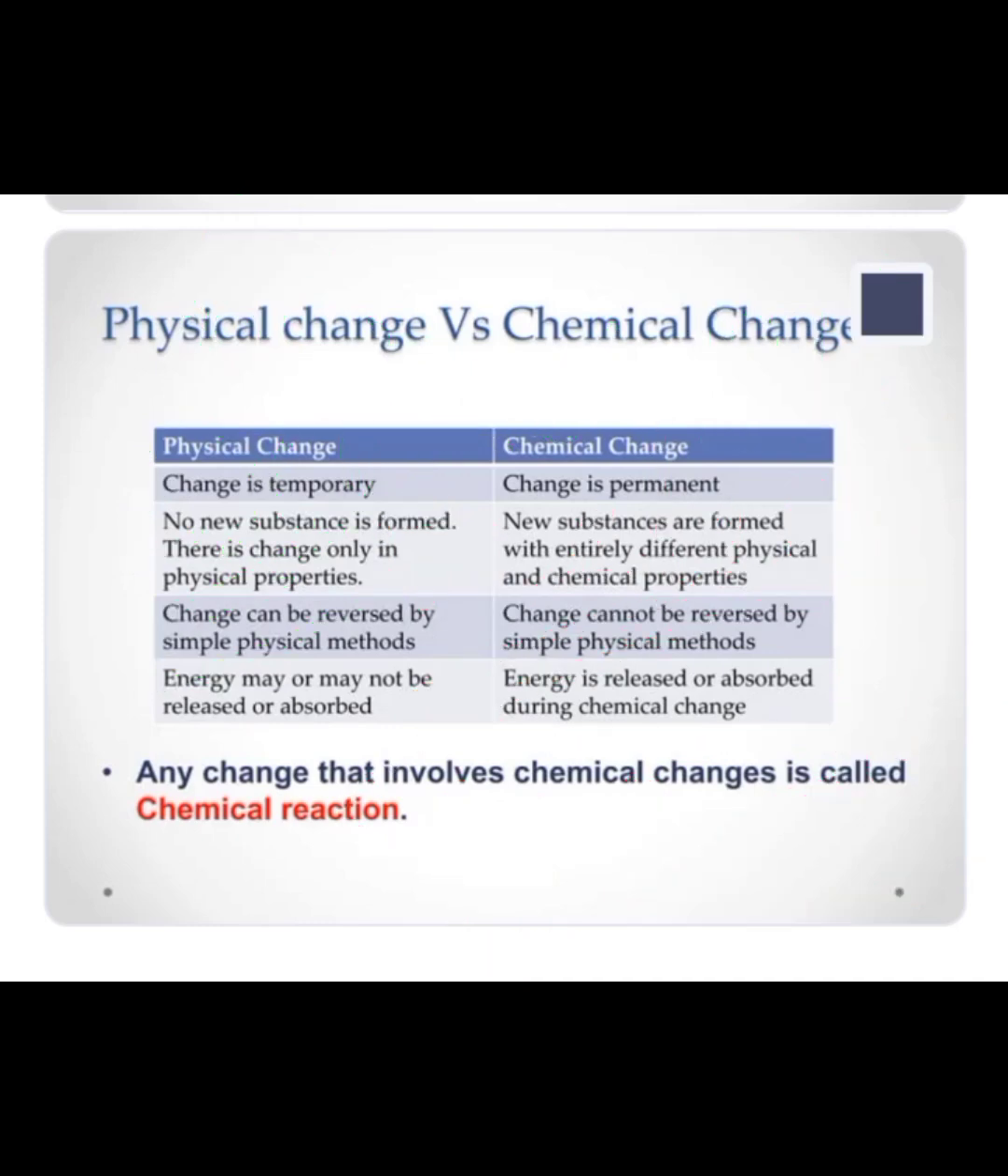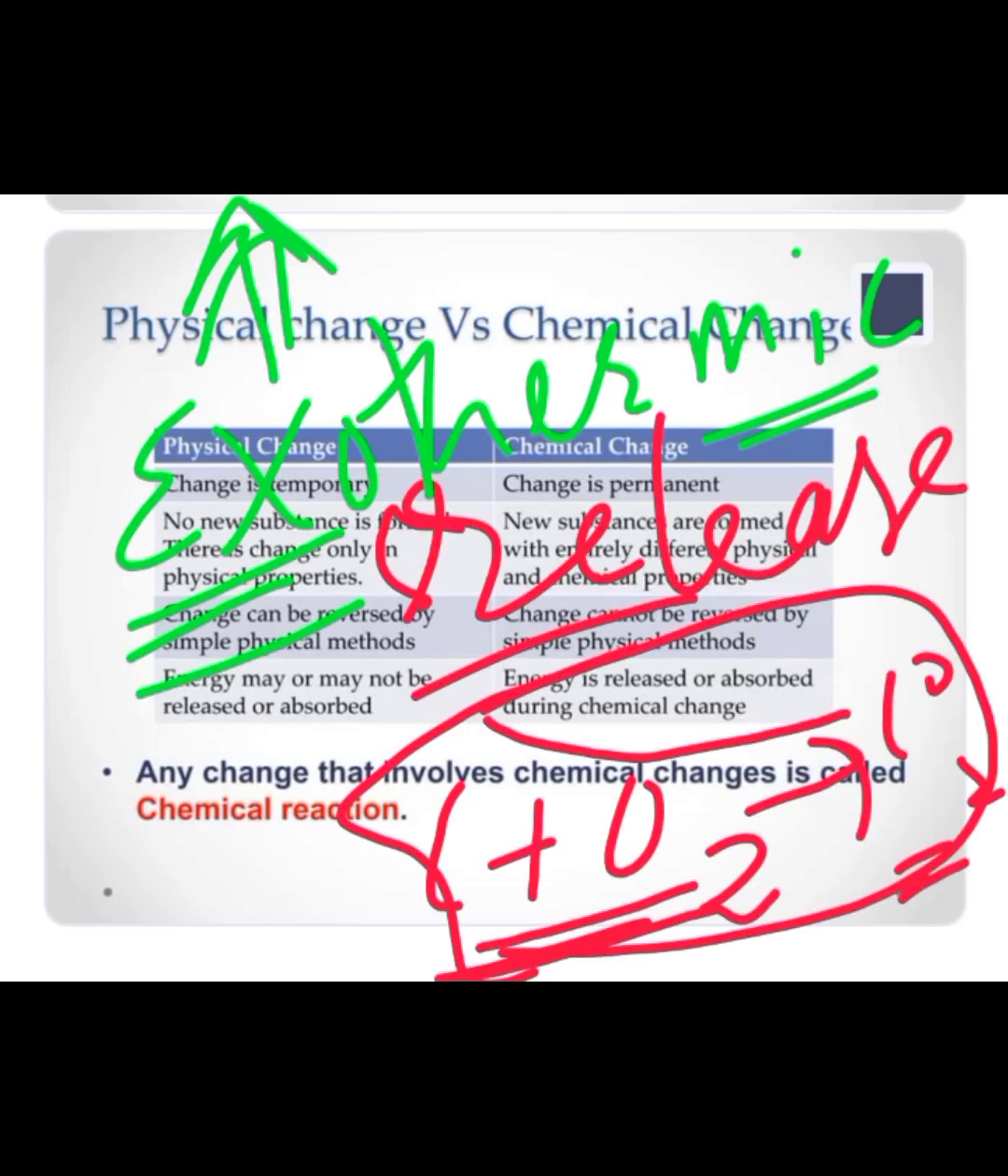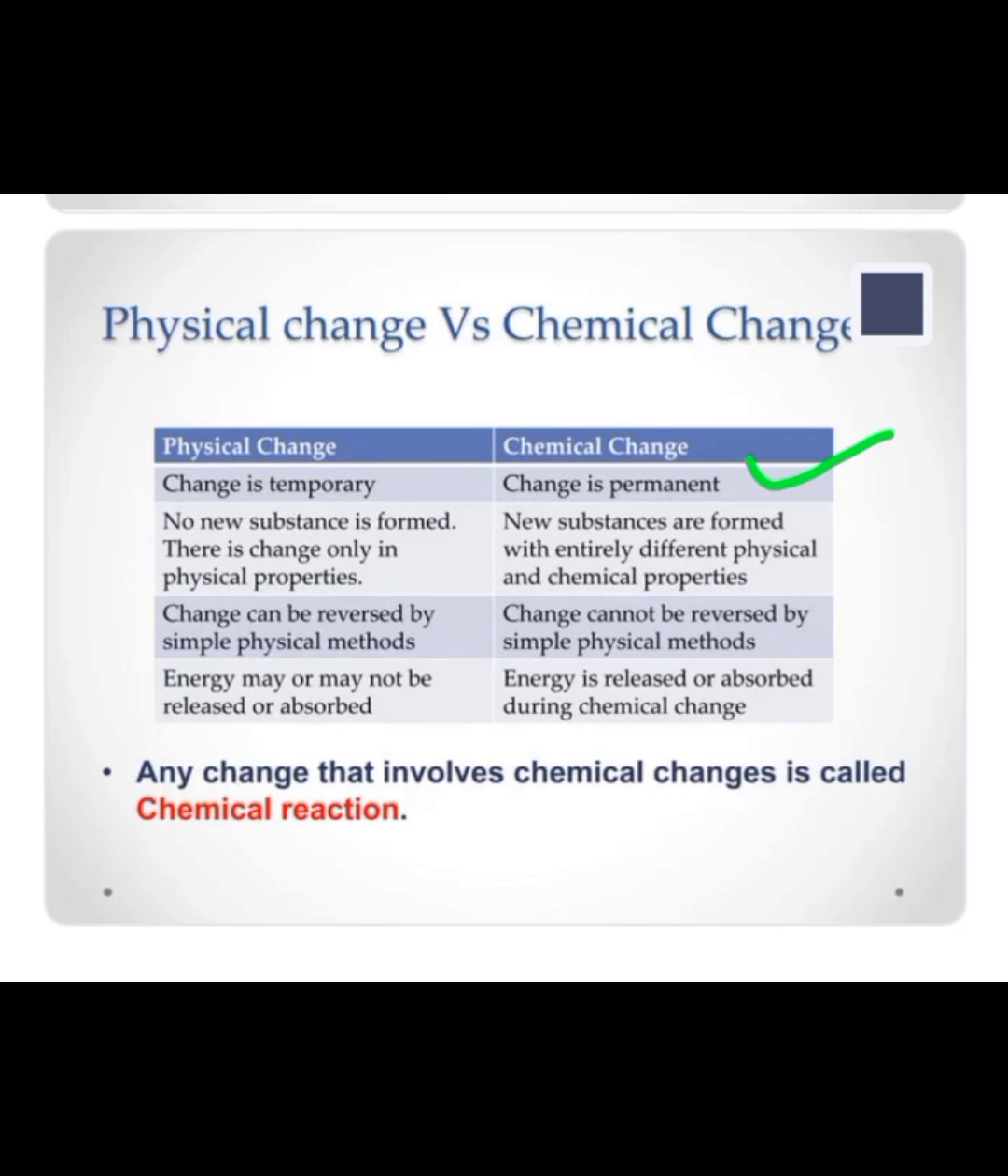So to sum up the following points of differences between physical and chemical change. Chemical change involves the change that is permanent. In a physical change, no new substance is formed with entirely different physical and chemical properties. New substance is formed during the chemical change, and the change cannot be reversed simply or by simple methods. And energy is released or absorbed during the chemical change.